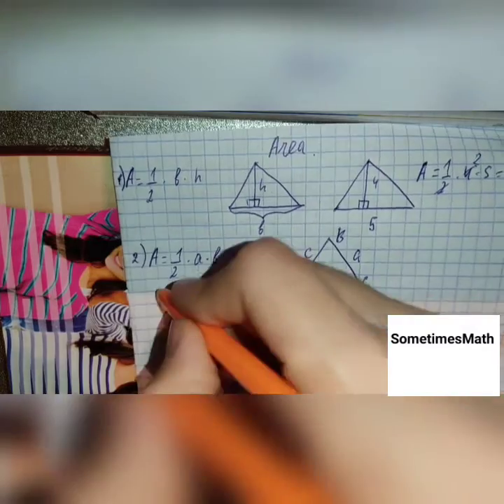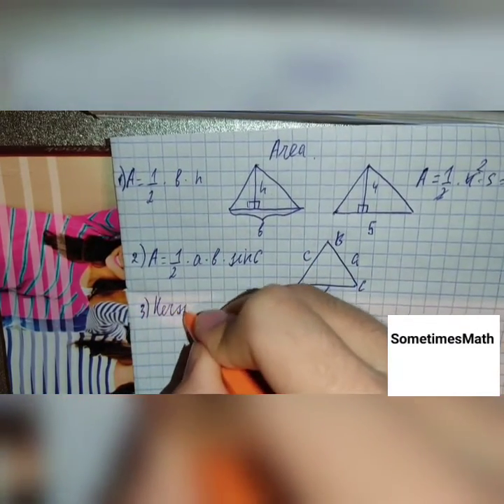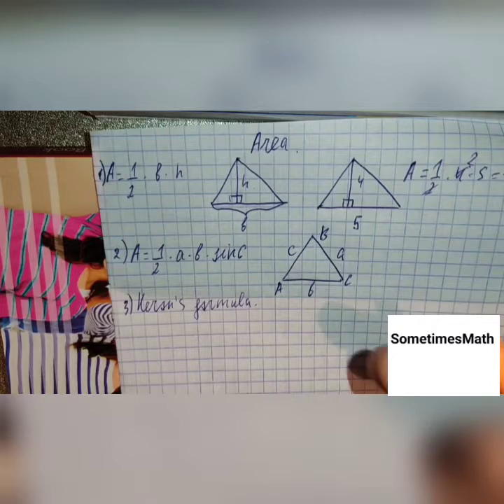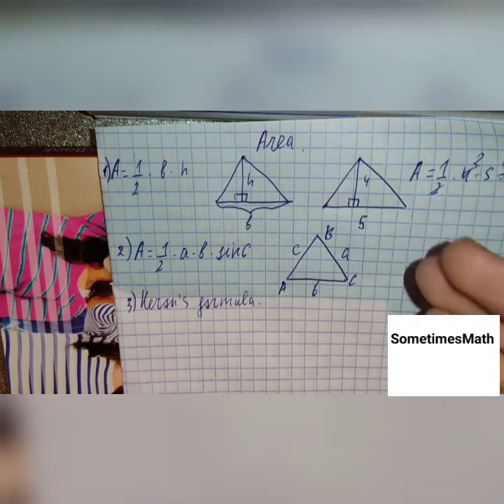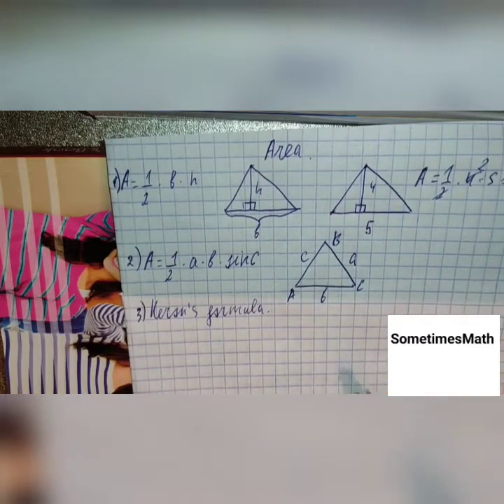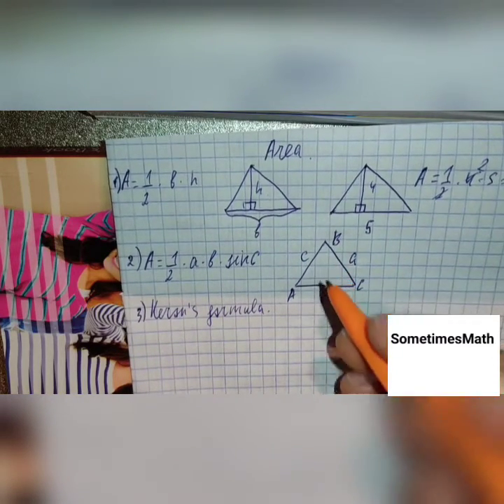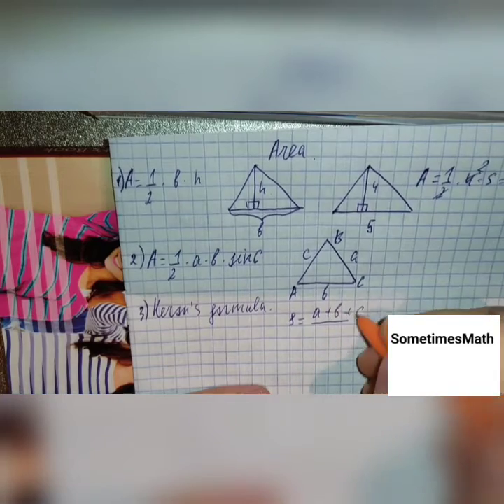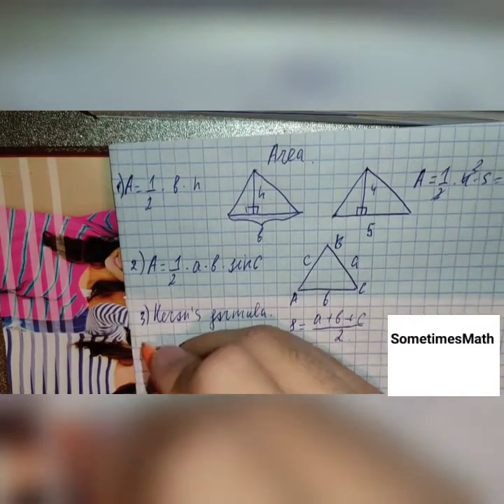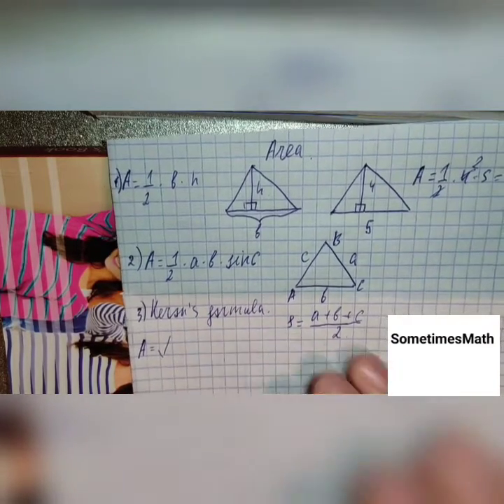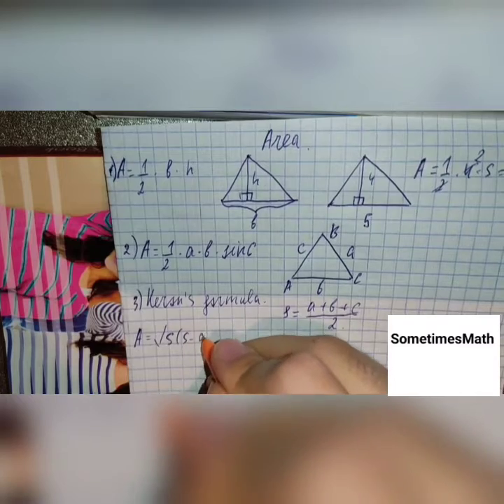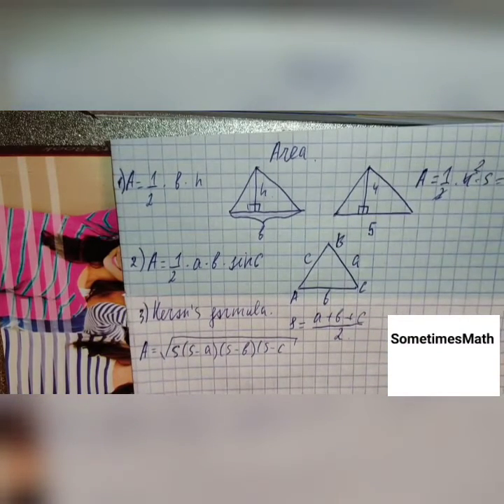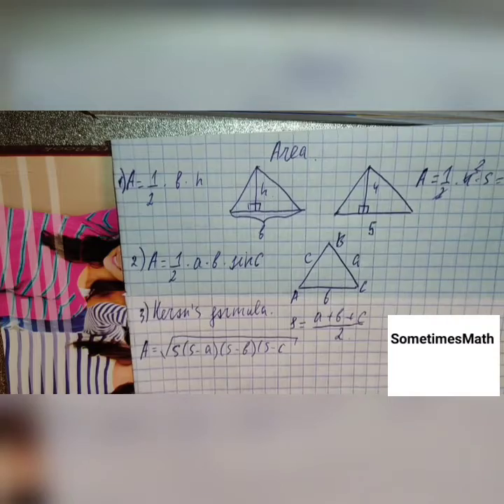Thirdly is Heron's formula. Firstly, we have to find semiperimeter. What is a semiperimeter? Semiperimeter is 1/2 perimeter. For example, according to this triangle, semiperimeter is S. S is equal to A plus B plus C divided by 2. Then area is equal to the square root of S times S minus A times S minus B times S minus C. Yes, that's it.